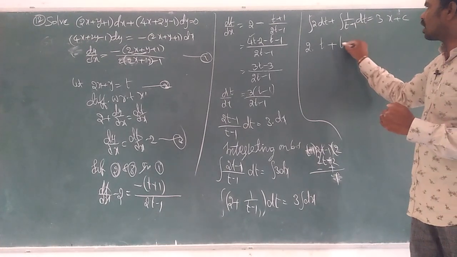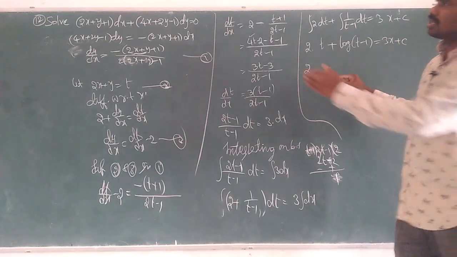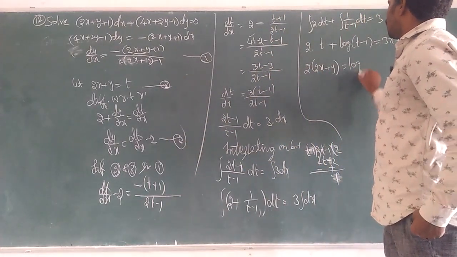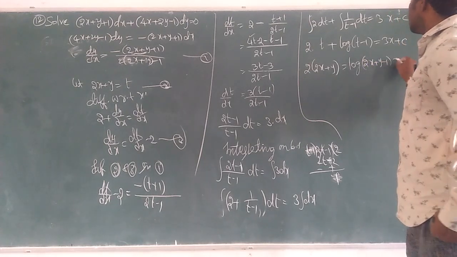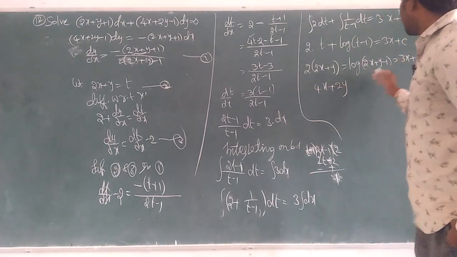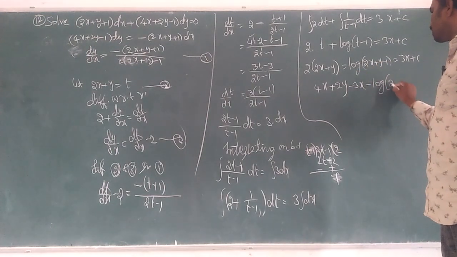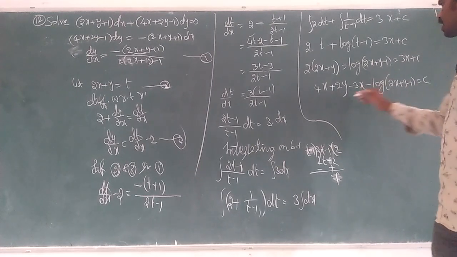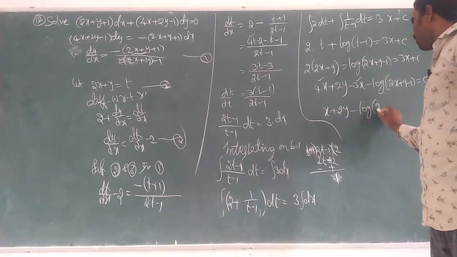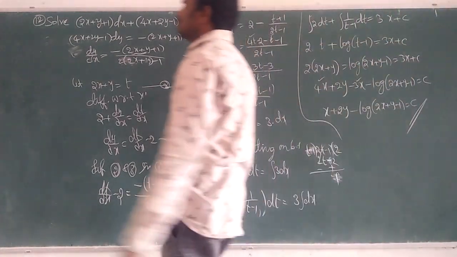So the integration of 1/(t − 1) is log(t − 1), equal to 3x plus c. So 2 into t, where t means 2x + y: 2(2x + y) plus log of (2x + y − 1) is equal to 3x plus c. Now 2 into 2x is 4x, plus 2y, and this 3x brought to the left side becomes −3x, so 4x − 3x becomes x. So x + 2y + log(2x + y − 1) = c is the answer. Okay, so this is the variable function method.